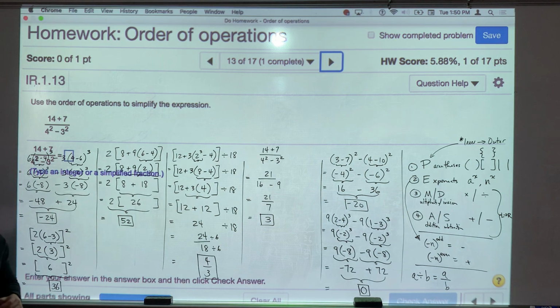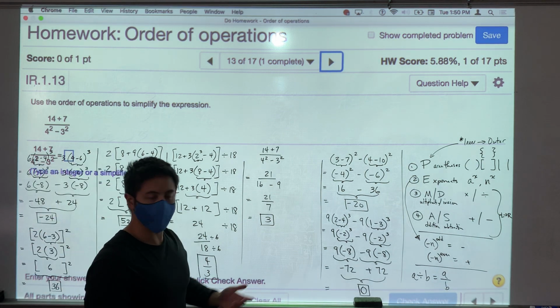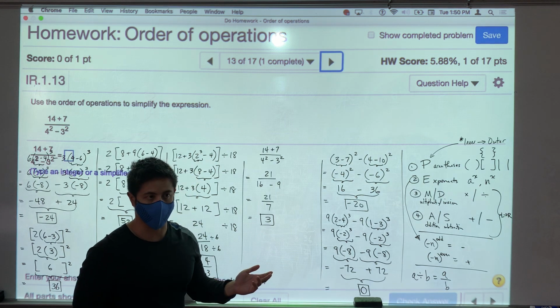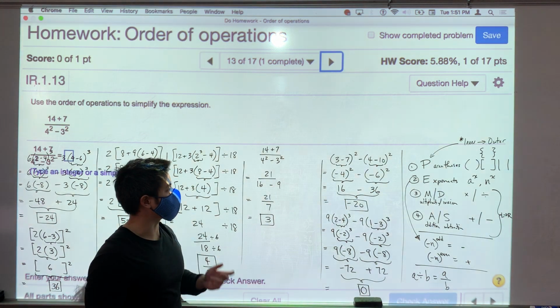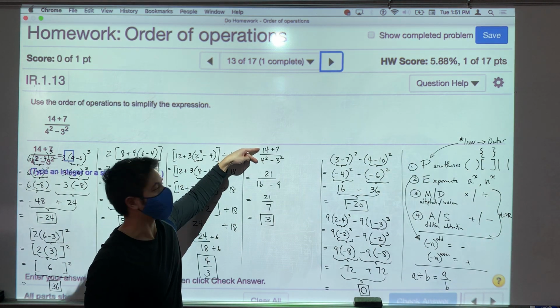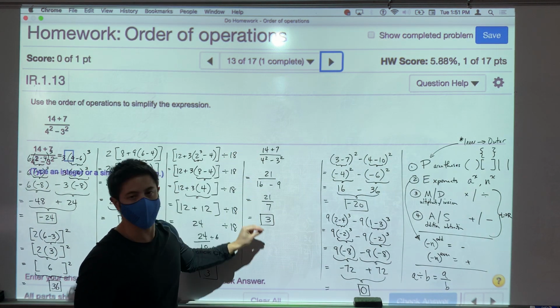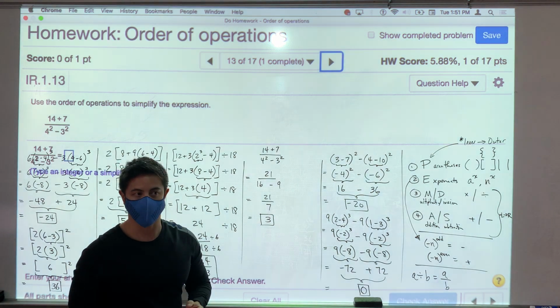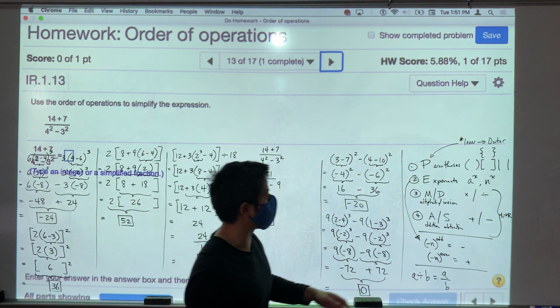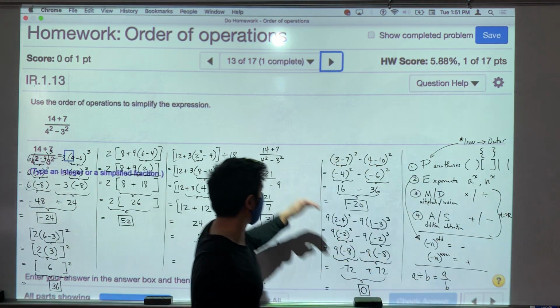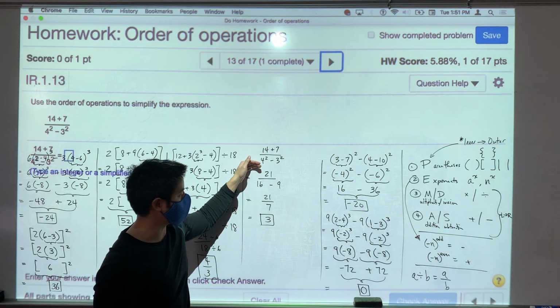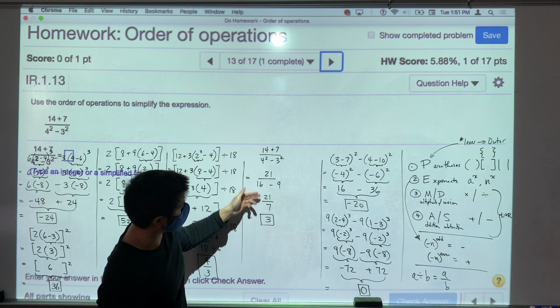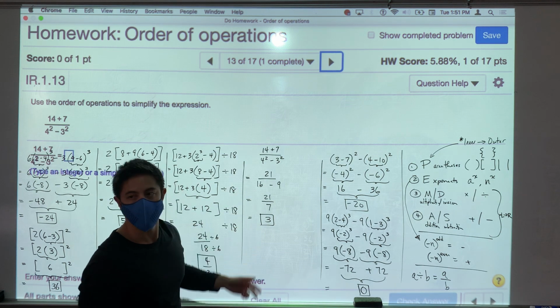So, as you finish your problem, let me recap the complexity of this problem. The only thing that makes this difficult is it's essentially 2 problems in one that then have to be brought together at the very end. That's it. So as long as you follow your order of operations for the numerator by itself, the denominator by itself, and then at the very end, look at how you can simplify them, you're going to be just fine.